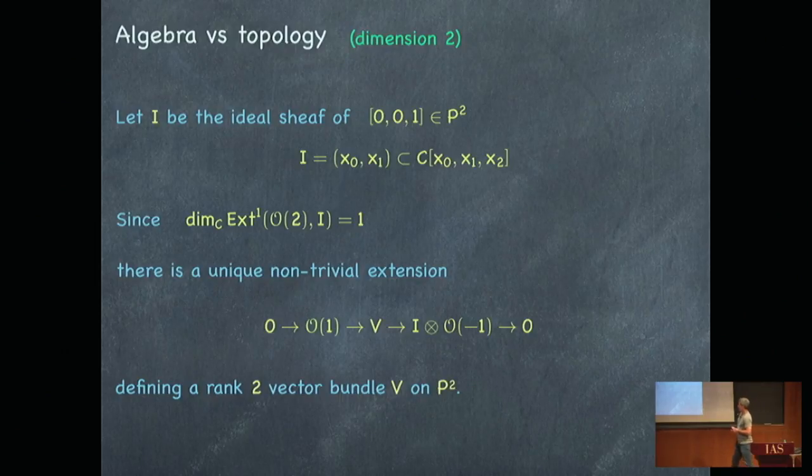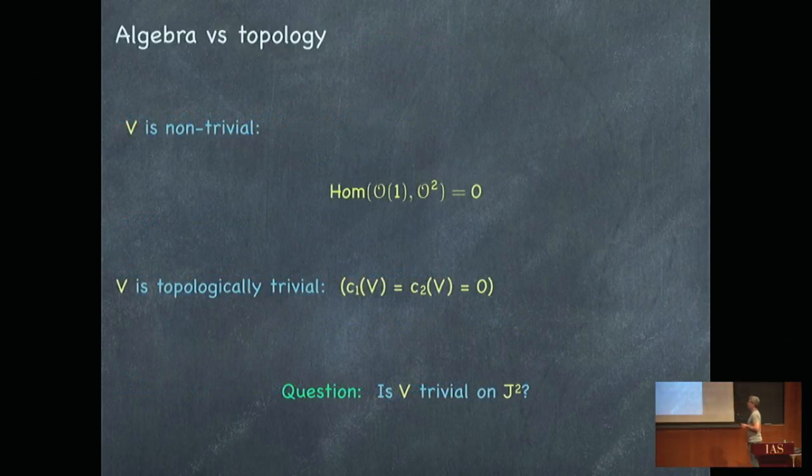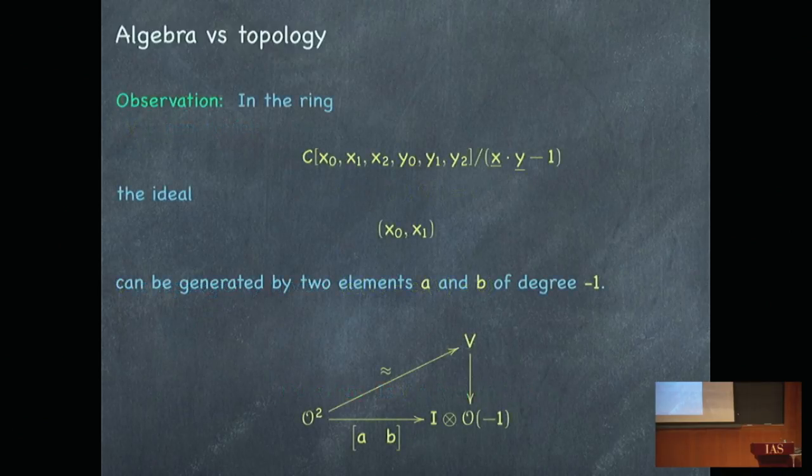Now, this two-dimensional vector bundle has a non-trivial map from O of 1, so it can't be the trivial bundle. On the other hand, if you calculate its Chern classes, you'll find they're 0, and on a rank 2 bundle over the projective plane, that's the only thing that topology can see that makes it non-trivial. And the question is, is this bundle trivial back on the space of rank 1 projection operators? And it is. It turns out to be the case, and I'll explain a bit later that we actually know this a priori.